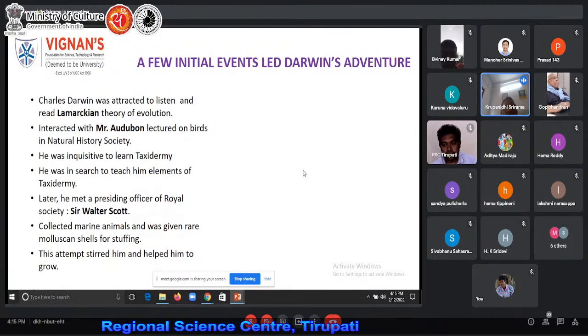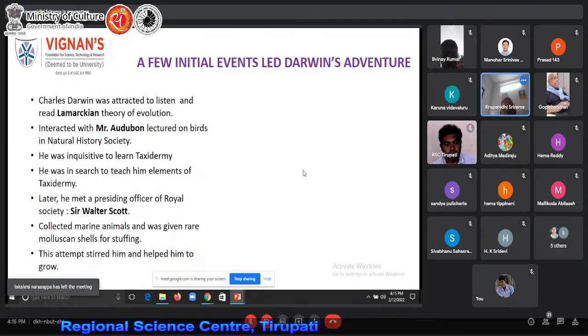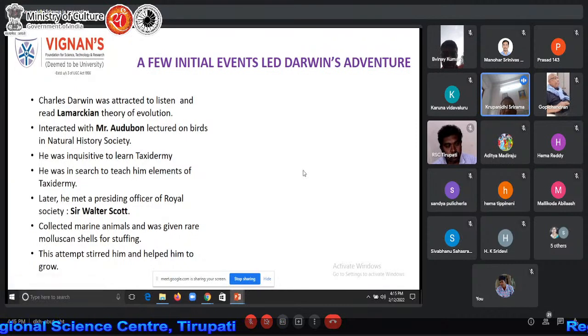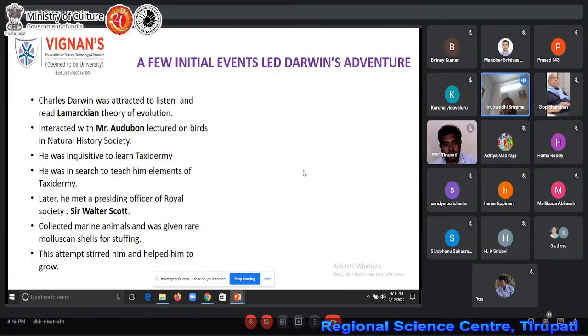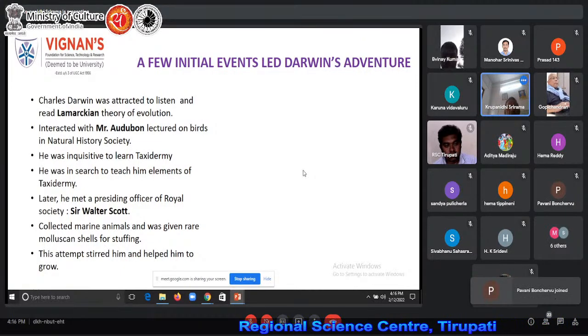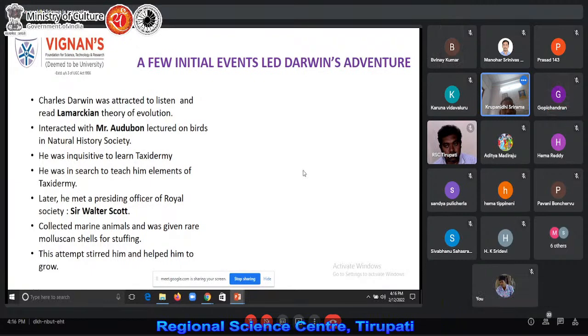Now, he was inquisitive to learn taxidermy, that is stuffing and shaping of animals. He was in search of experts to teach him the elements of taxidermy. Why I'm mentioning this is what prompted Charles Darwin to get into the voyage. Later he met a presiding officer of the Royal Society, Sir Walter Scott. He collected marine animals and was given rare molluscan shells for stuffing. In this process, he understood the adaptive features of the specimens with that of nature. This attempt stirred him and helped him to grow.